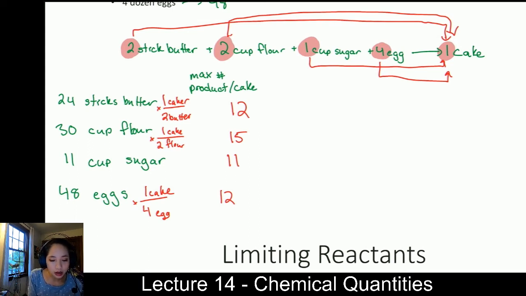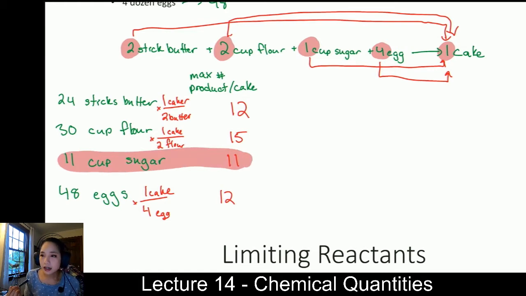So you see here that sugar has the lowest amount of cake. So sugar will run out first. Once I make that 11th cake, I will have no more sugar and I cannot make any more cakes because sugar is required in this chemical reaction. So sugar is our limiting reactant.